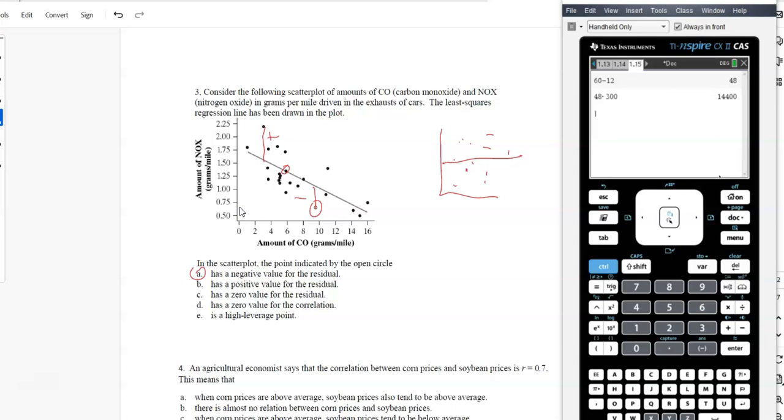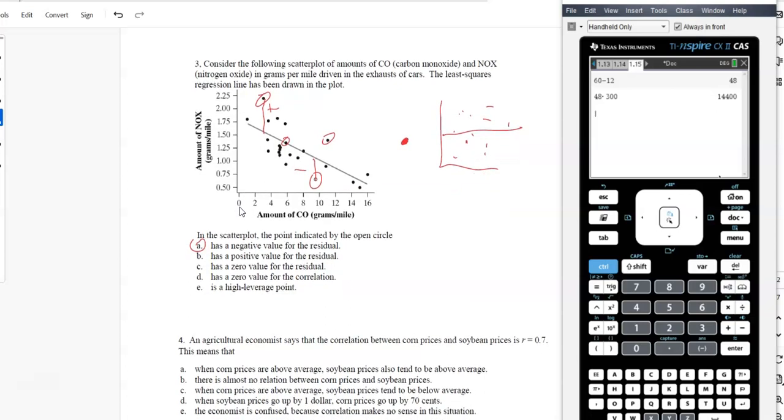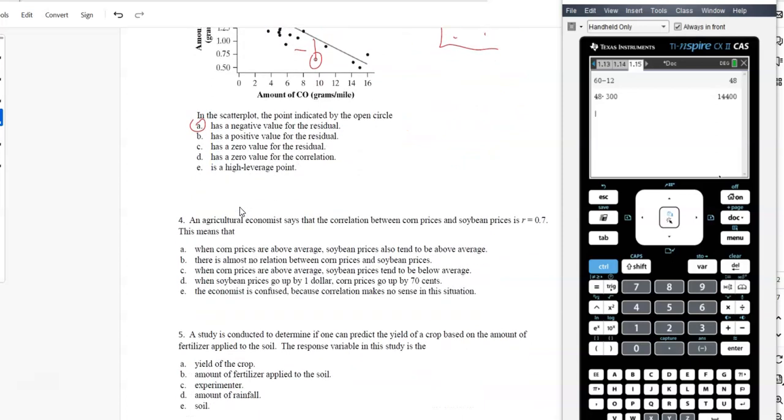It's a high leverage point. So a high leverage point is a point that's way off to the right or left, like the X value is way different, and it would have a major impact on the slope of the line. That's not the case here. There doesn't seem to be. There might be an outlier, like this might be an outlier, or this might be an outlier. Or at least they're close to being outliers, but there's no high leverage points there.